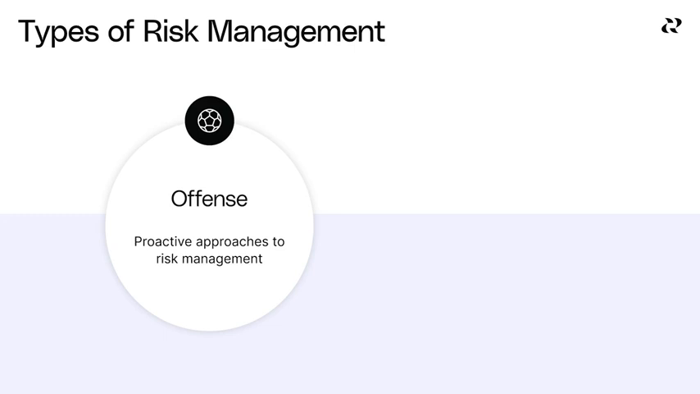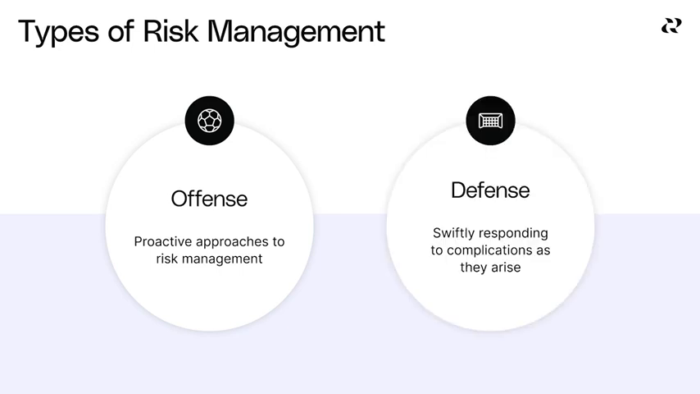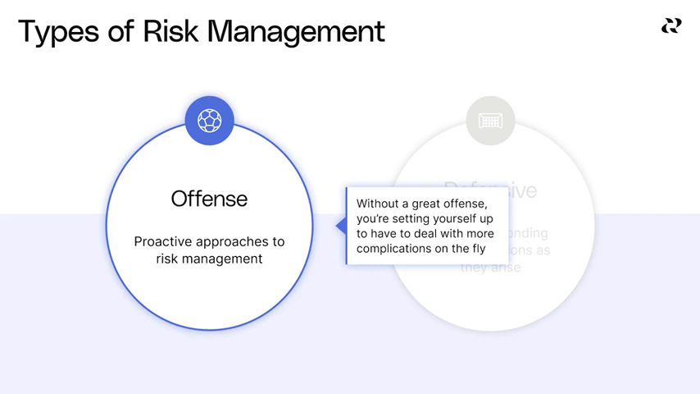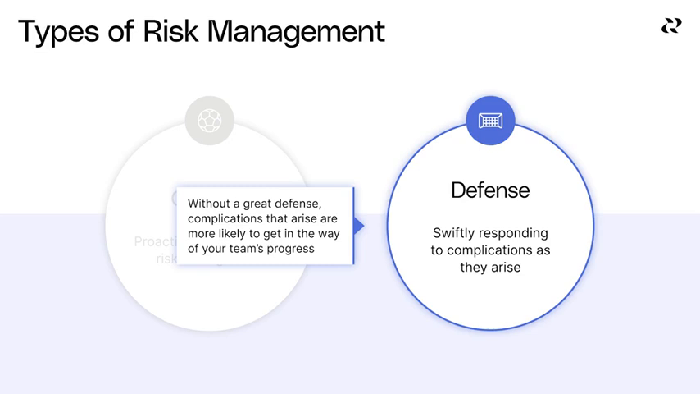However, even with great offensive strategies, risks can arise during execution. Great risk management during this phase is all about swiftly responding to complications as they arise and making scope and timeline decisions as needed to address them. We call this your risk management defense. Effectively managing risks requires you to both have a strong offense and a strong defense. Without a great offense, you're setting yourself up to have to deal with more complications on the fly, which risks overwhelming yourself and your team. And without a great defense, the complications that do arise during execution are more likely to get in the way of your team's progress.